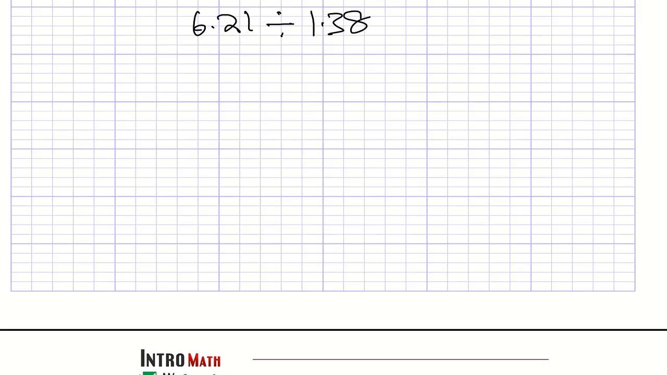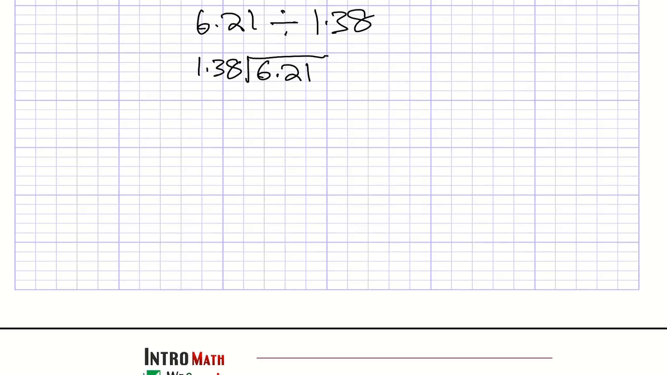Okay, our next problem is 6.21 divided by 1.38. We'll do the same thing we did before. We'll write 1.38 and we'll put the division symbol. We'll put 6.21. Okay, so then we're gonna move the decimal point 2 places, and then we'll have to move the other 2 places too.